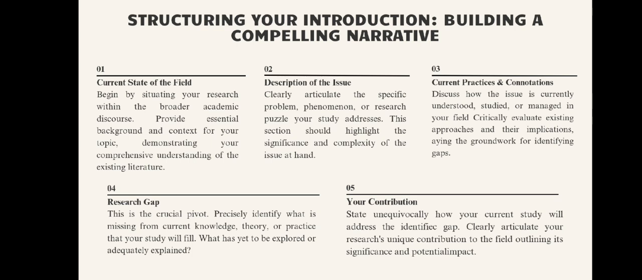Number 1 is current state of the field. Start broad, give necessary background and context so the reader knows the general area your research belongs to. Second is description of the issue. Clearly explain the specific problem or the topic that your study is focusing on. Third, current practices and connotation. Discuss how this issue is currently handled, studied, and understood.